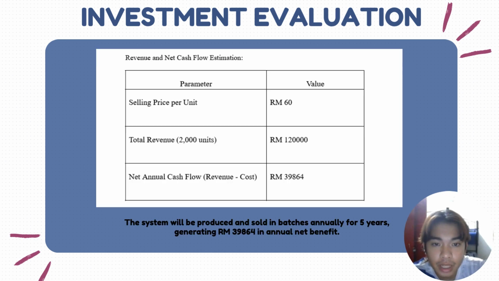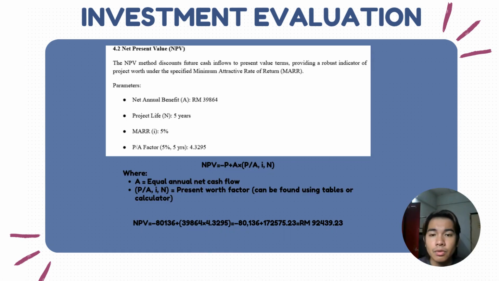We want to sell our product 60 ringgit per unit, thus our total revenue, 2,000 units, is 120,000 ringgit, and our net annual cash flow is 39,864 ringgit. For our net present value, NPV, we choose 5% for MARR, and we gain a positive value of NPV through calculation. Thus, it shows that our investment is financially strong and it will give benefit to the investor.